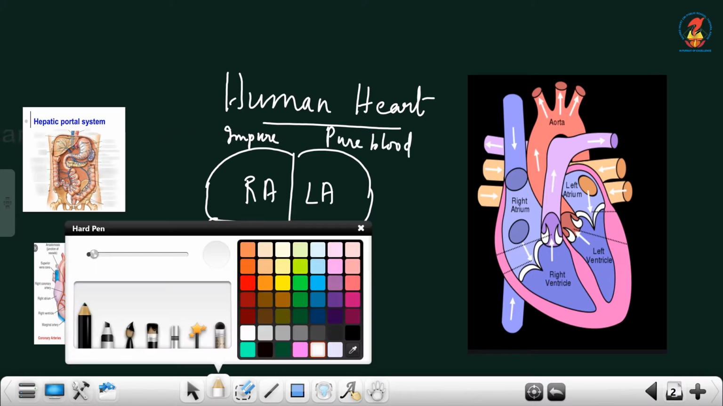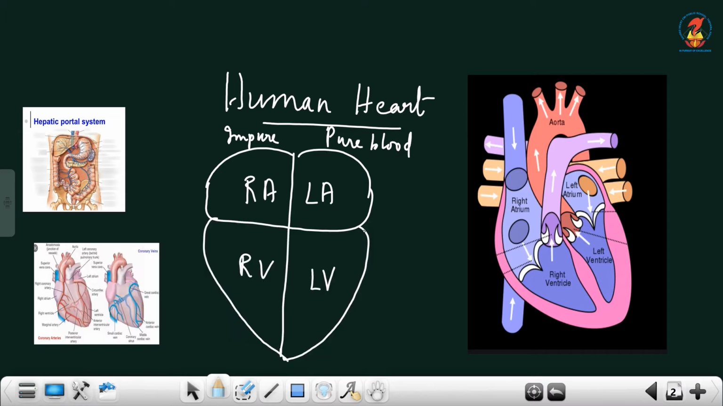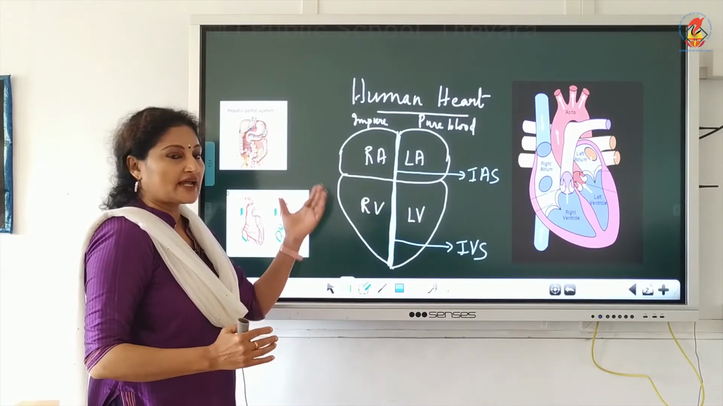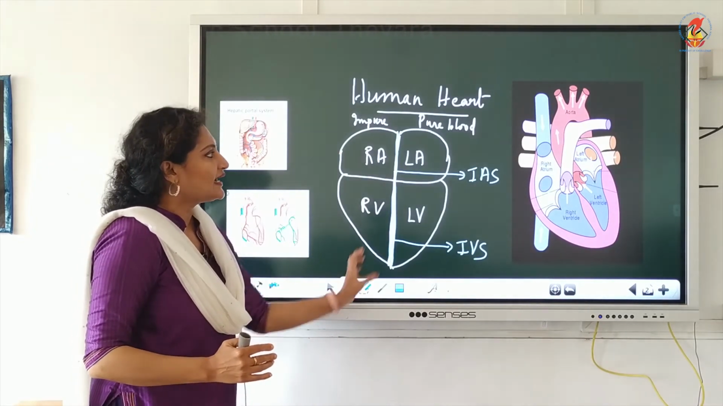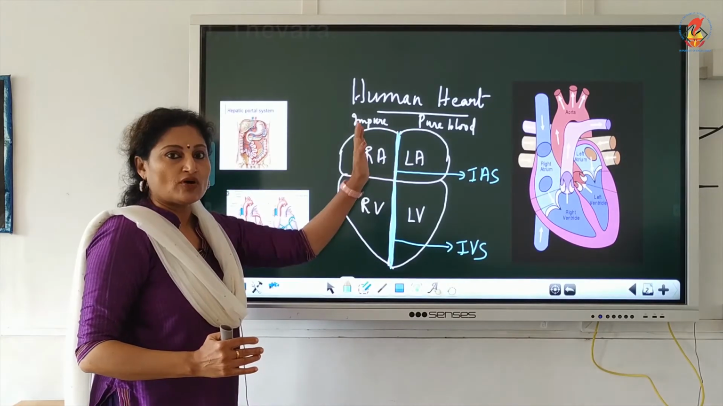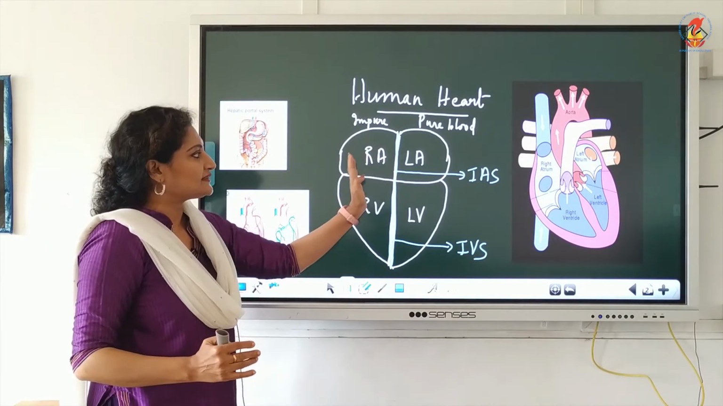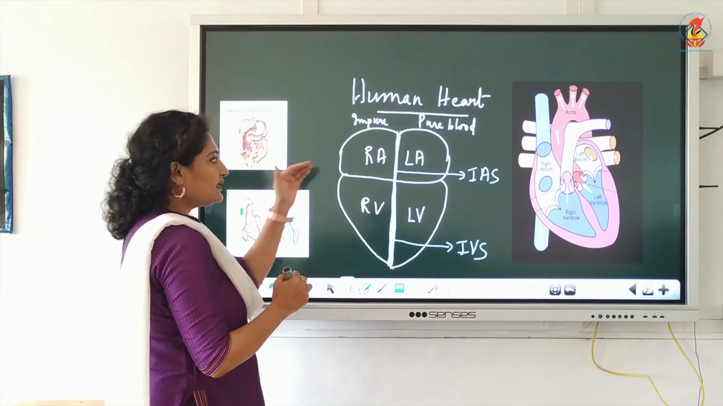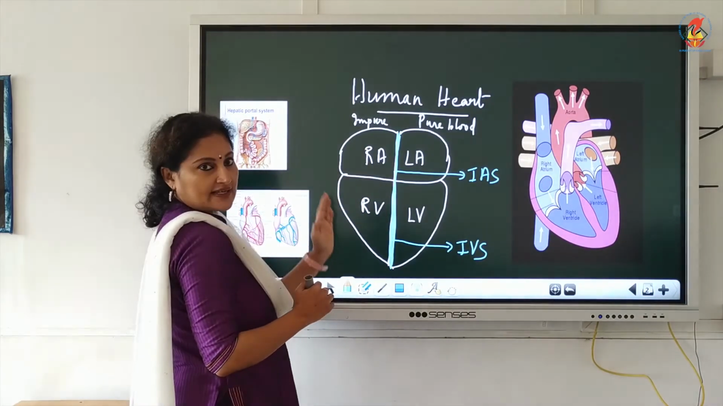The 2 atria, that is the right and left atria, are separated by a septum called the interatrial septum. Similarly, the 2 ventricles are separated by a thicker septum called the interventricular septum. So therefore, this ensures no mixing of pure and impure blood. I told you the right side contains impure blood and the left side contains pure blood, but because of the septum that is separating the 2 atria and the 2 ventricles, there is no mixing of the pure and impure blood.